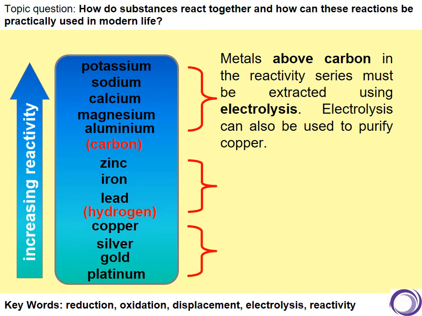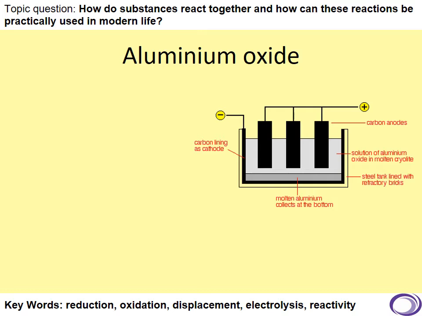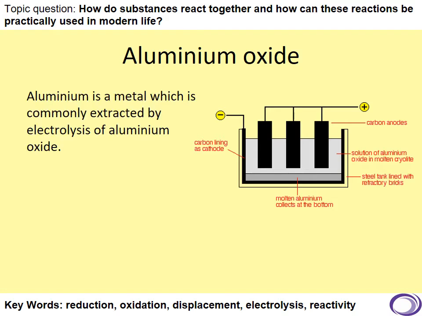Going back to the reactivity series then, metals above carbon in the reactivity series can be extracted using electrolysis, and the one that is most frequently asked is about the extraction of aluminium. You can see that sits just above carbon. So aluminium is extracted from aluminium oxide using electrolysis, and on the right hand side here you can see a diagram of a typical electrolysis cell.